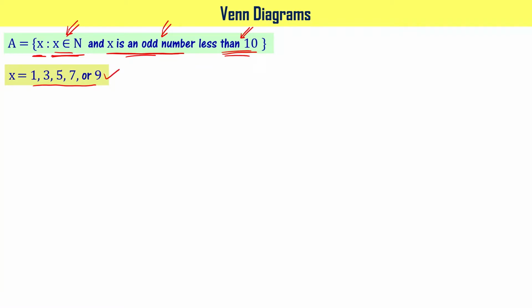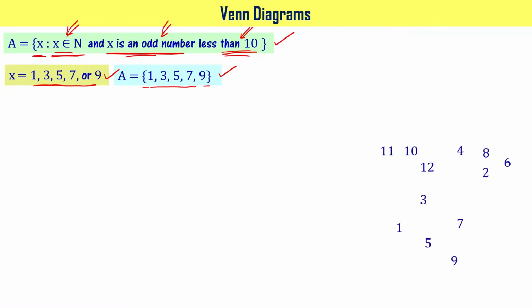We can write this in roster form. By writing all these elements within curly brackets, you say that we have written this in roster form, right? Here it is given in set builder form. We have written that in roster form. Now we are going to learn how to represent these in pictorial form, right?